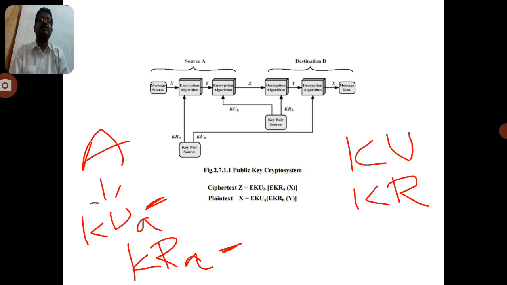And the third one is that using public key cryptography, two messages are generated. The first message is a confidential message and the second message is an authenticated message.